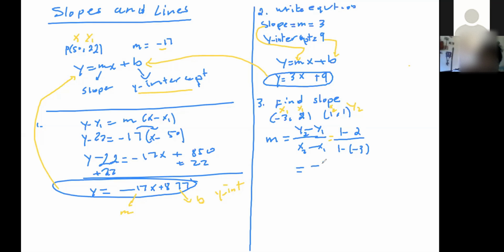So it will be -1 over 4, right? It will be 1 plus 3 is 4. No, 1 minus 2 is -1. And that's multiplication. This is minus and minus. You turn that into a plus first. Positive. So 1 plus 3 is 4. That's basically it. Find the m. That's it. Find the slope.